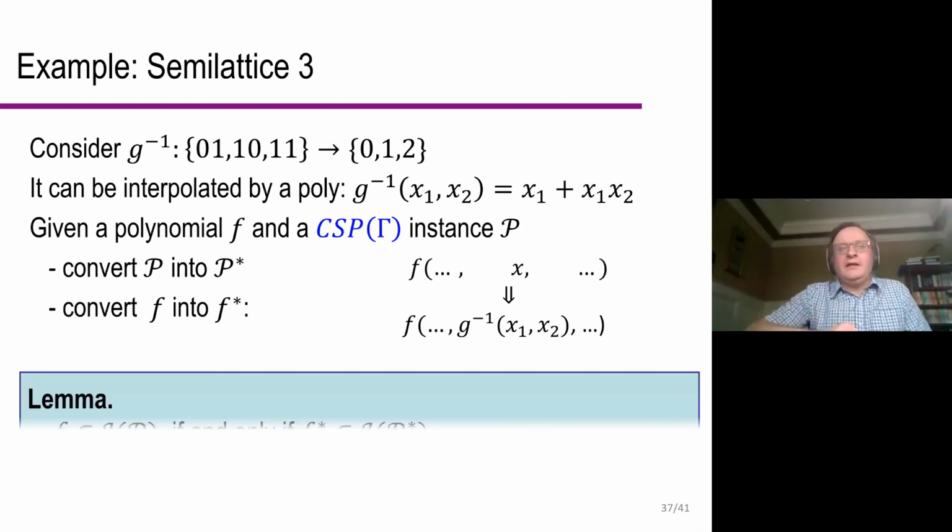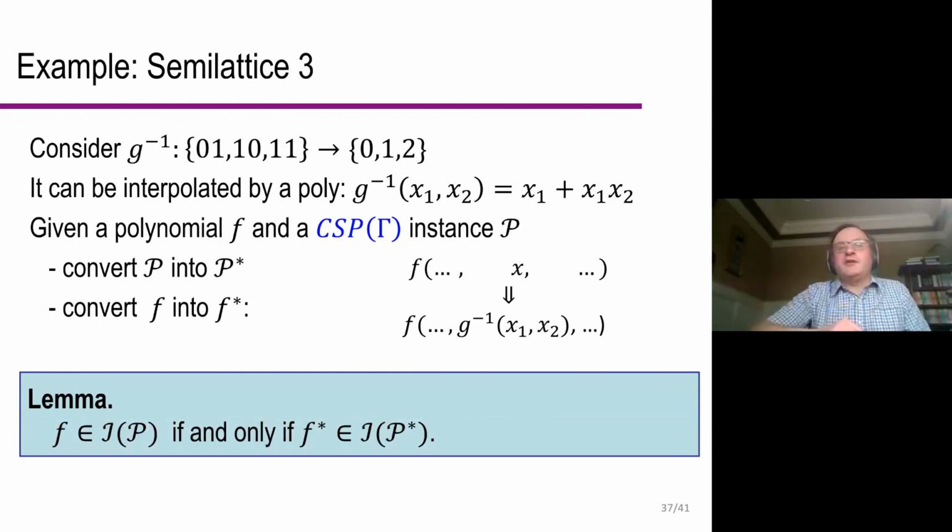And then I can show that f belongs to the ideal I of P if and only if the resultant polynomial belongs to the ideal of P star. And again, it's pretty straightforward, because I have this nice encoding that is one-to-one, and so on. And this way we have a reduction from a larger similarity to a smaller similarity. Now, from the result of Master-Lilly, we know how to solve things for Boolean similarities, and we are golden. Everything works.